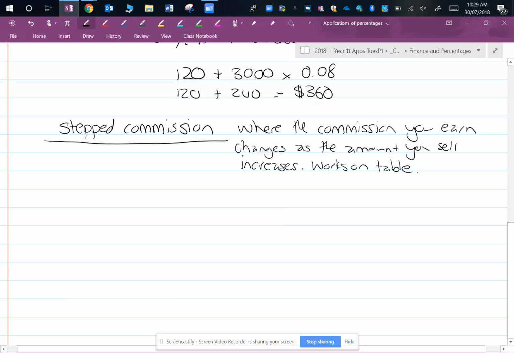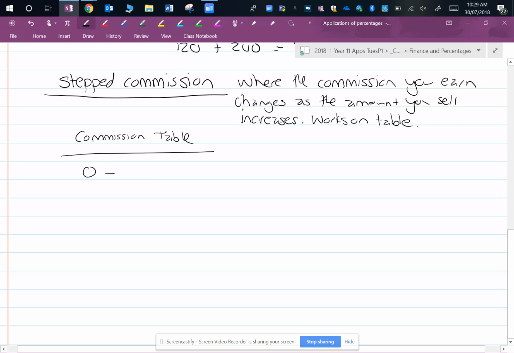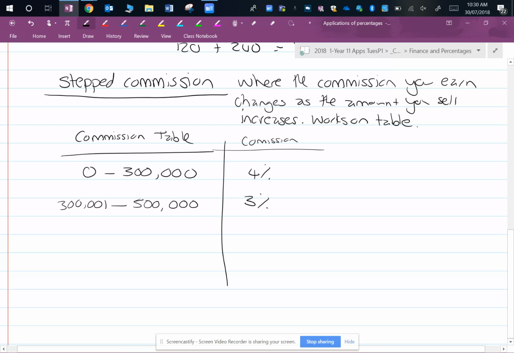And so I might say, if I sell something, so make it I'm selling houses, okay? 0 to $300,000, I'm going to earn 4% commission. $300,001 to $500,000, I'm going to earn 3% commission. $500,001 onwards, I'm going to earn 2% commission. Now I'll get you to write that down, and then we're going to do it together because it can be a little bit confusing.